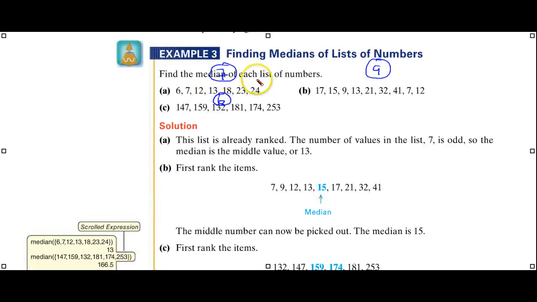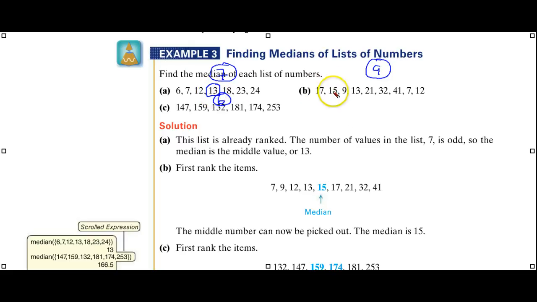So in working these examples, the first thing you'd want to do is how many items are there? Well, here there are 7. Here there are 9. Here there are 6. So put them in numerical order, rating them from lowest to highest, and then just picking out, if they're odd, the middle one. So 1, 2, 3, our 13 here would be the median.